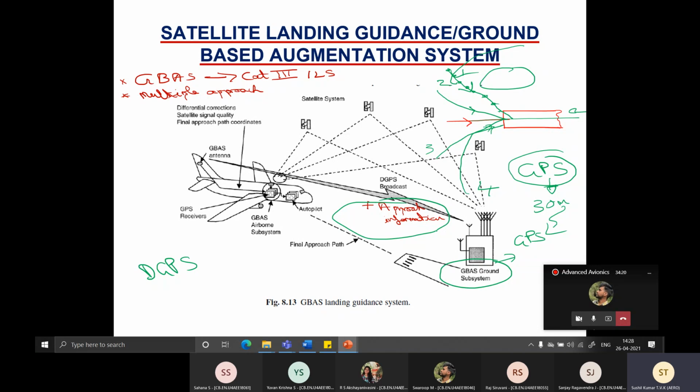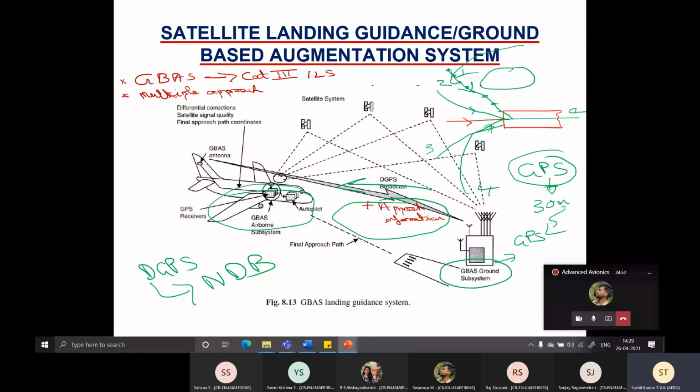Now that error is also broadcast to all aircraft. The easiest way to broadcast is on the NDB. So the aircraft keeps receiving this error information also. When they implement this autopilot, they'll ensure that this error is taken into account. So it's as good as a 100% accurate GPS. That's how you achieve these sorts of critical maneuvers using GPS.